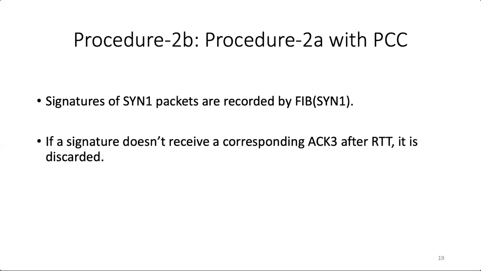The main drawback in procedure 2B is that the load balancer always needs to use the FIB of SYN1 learning table, which considerably limits the attack rate that can be mitigated. As we discussed earlier, the FIB of SYN1 table will not be able to maintain a SYN attack rate of more than 1 million per second.